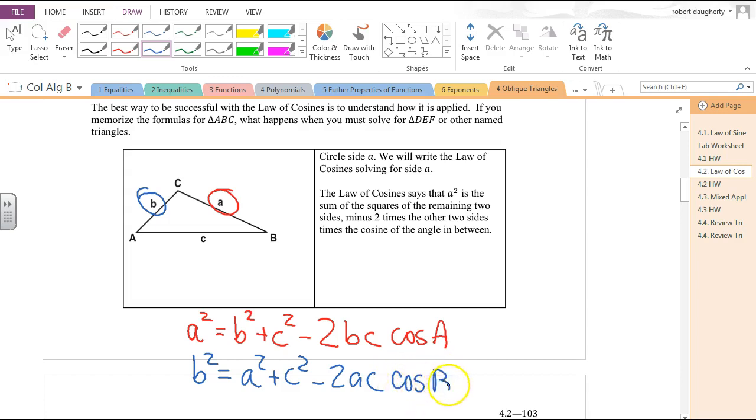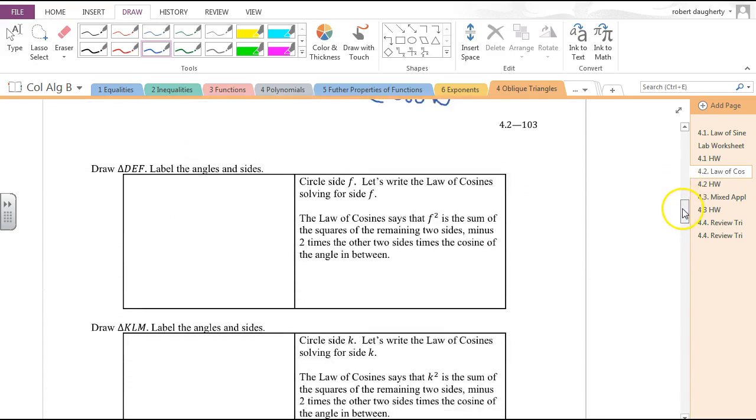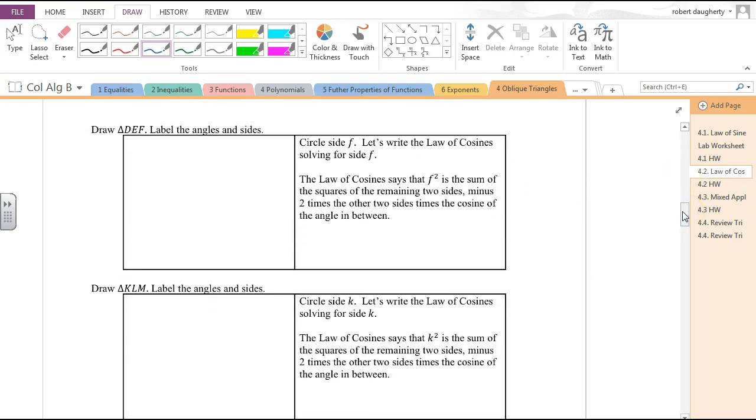Okay. So in working with this formula, that's just the way I remember it: solving for any side, that side squared is equal to the squares of the other two sides added, minus 2 times the product of those sides and the cosine of the angle in between. So the formula will be there, but you just have to know, based on what you're solving, how to apply that particular formula. Let's draw a triangle DEF.